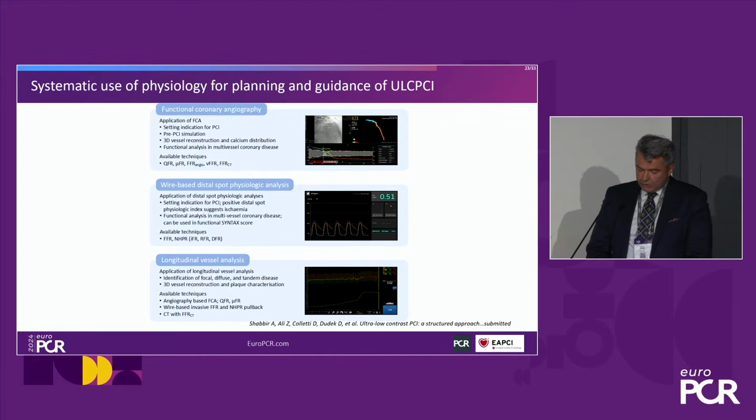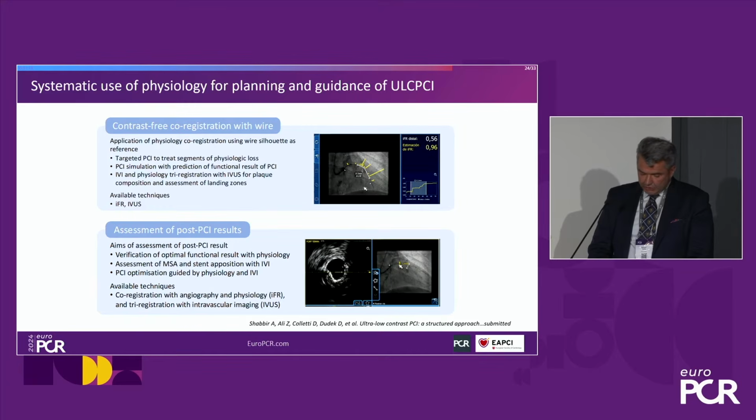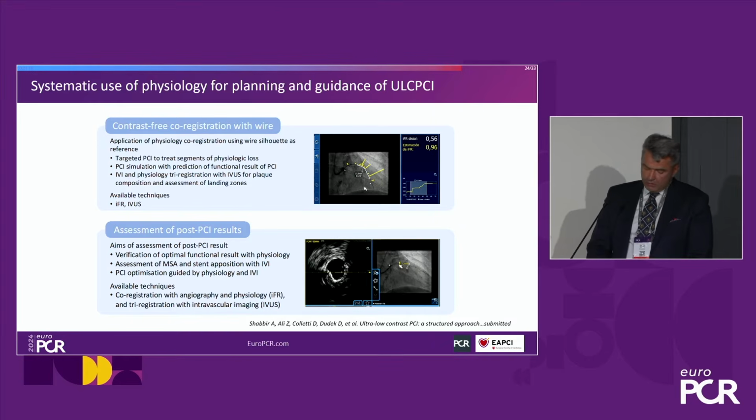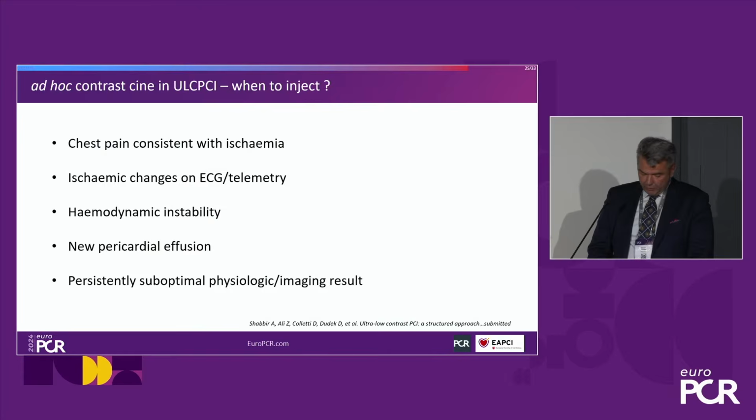And we can use the functional coronary angiography. We can use the spot analysis with physiology or longitudinal vessel analysis for measuring our spots, and do virtual stenting to plan where we want to put the stent and not necessarily inject the contrast. As I mentioned, also the imaging is very important, especially with co-registration of angio and ultrasound, or in combination of physiology, ultrasound, and angio, if you have the advanced lab and you can afford it.